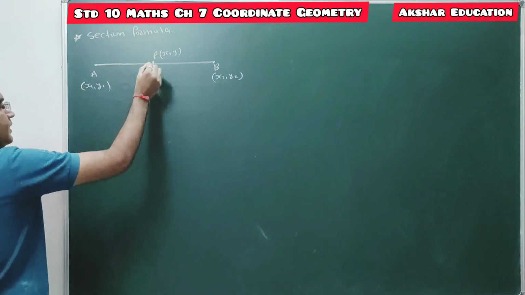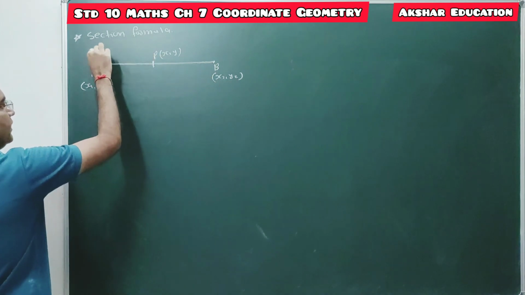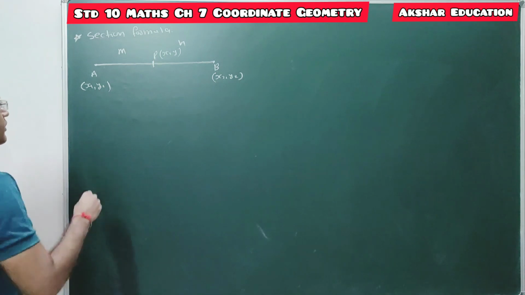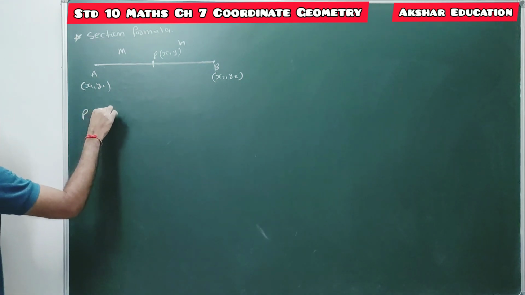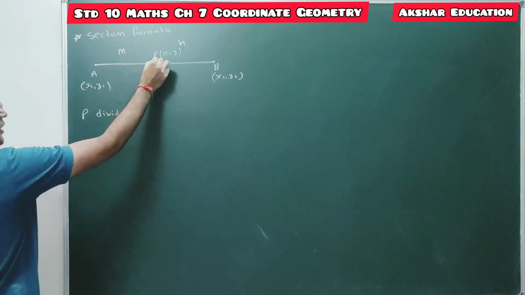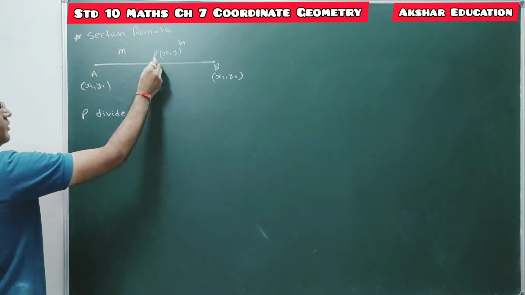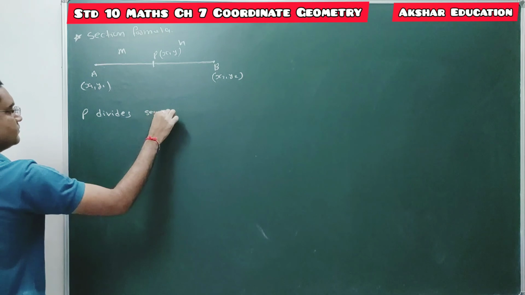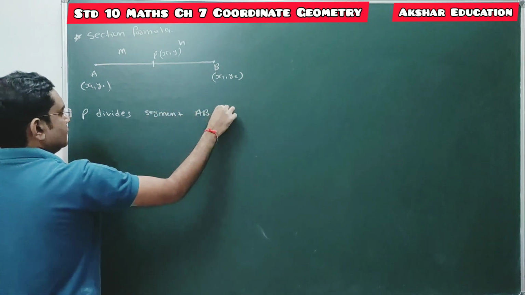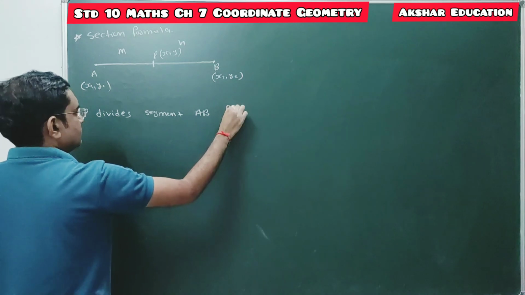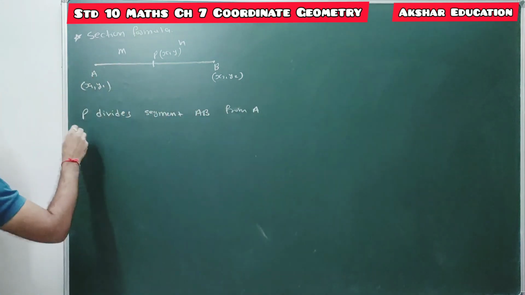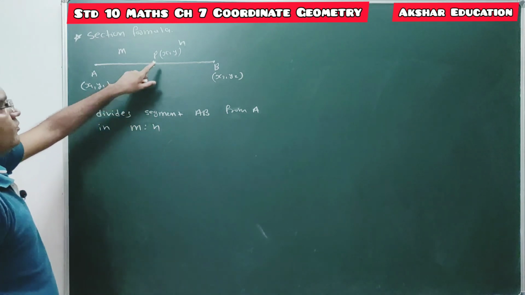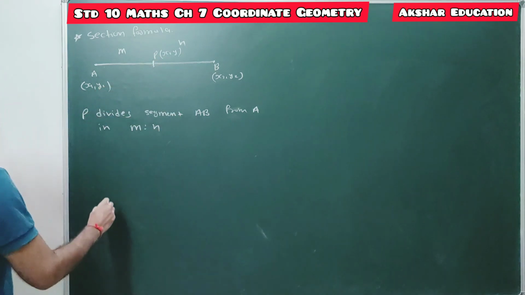So here point P divides line segment AB from A in the ratio m/n. Done? So here point P is the point of division. Point P divides line segment AB from A side, in ratio m/n. So coordinates of point P are x and y, and that is given by the formula.